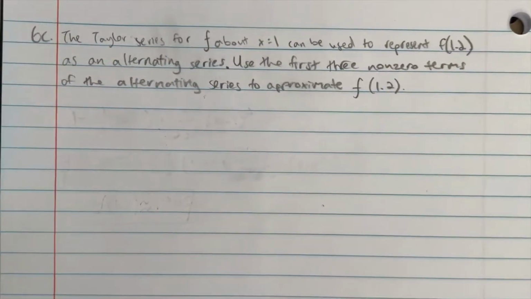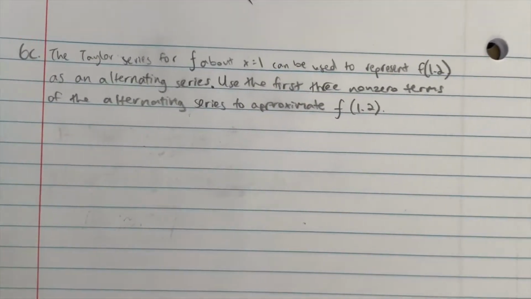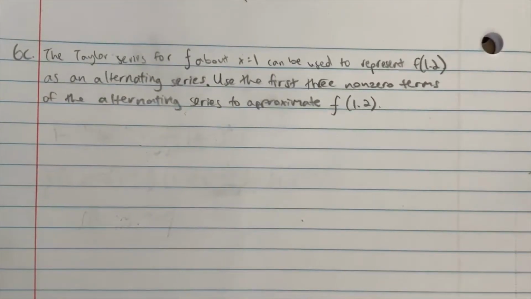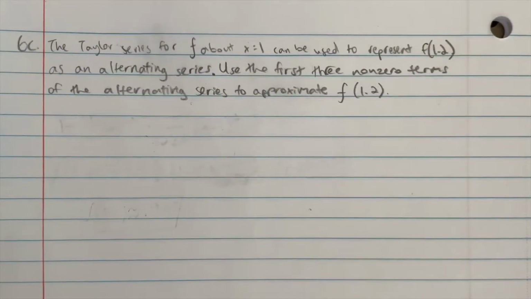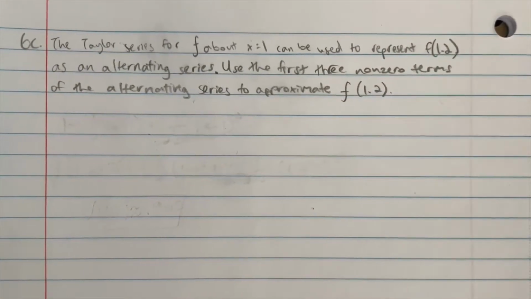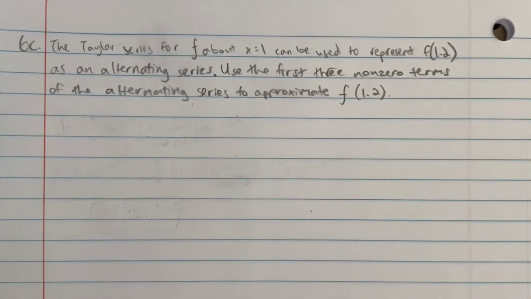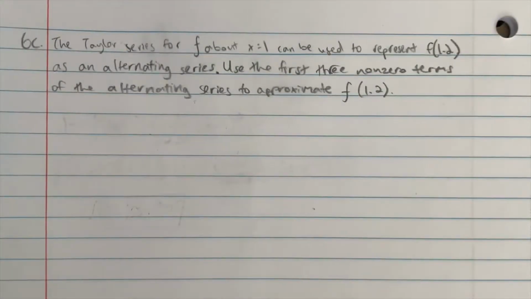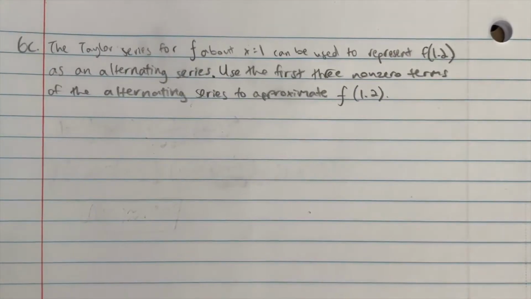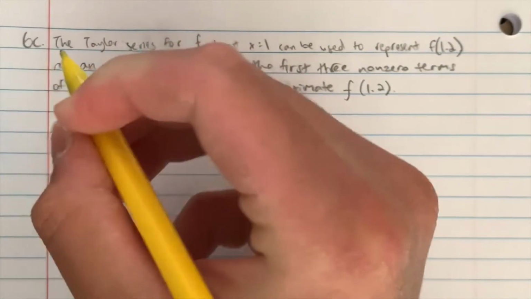So question 6C of the 2016 AP Calculus BC free response questions asks, the Taylor series for f about x equals 1 can be used to represent f of 1.2 as an alternating series. Use the first three non-zero terms of the alternating series to approximate f of 1.2. So in question 6A, we were tasked to find the first four non-zero terms, and here we just need the first three, so we can just use the first three of the four that we found.